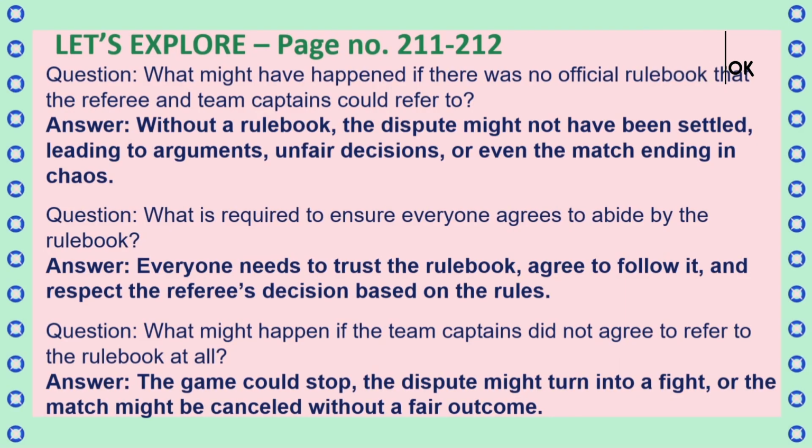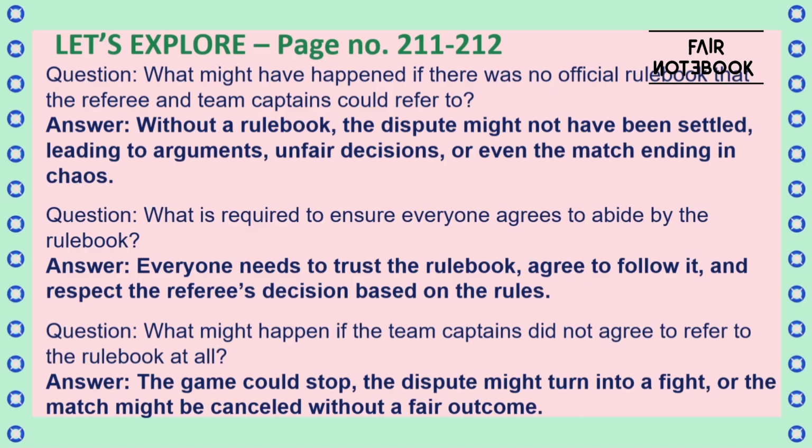Question: what might have happened if there was no official rule book that the referee and team captains could refer to? Answer: without a rule book, the dispute might not have been settled, leading to arguments, unfair decisions, or even the match ending in chaos.